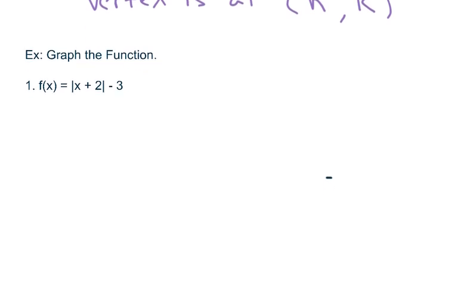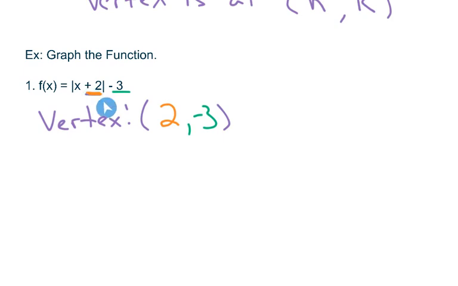Number 1, graph the function. f of x is equal to the absolute value of x plus 2, minus 3. Now this is in vertex form, okay? So we can say the vertex comes from these two numbers. The y value of my vertex is the number on the end of my function, negative 3. The x value is going to be the number, but we need to check the sign. This is positive 2, and to go to the vertex, we need to switch the sign. So it's going to be negative 2.